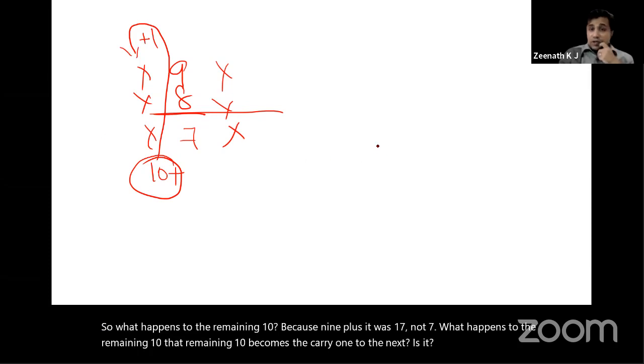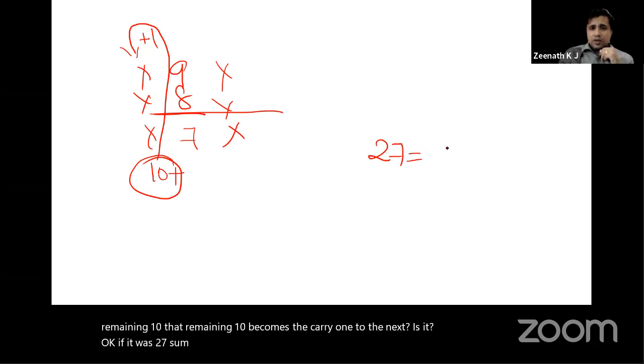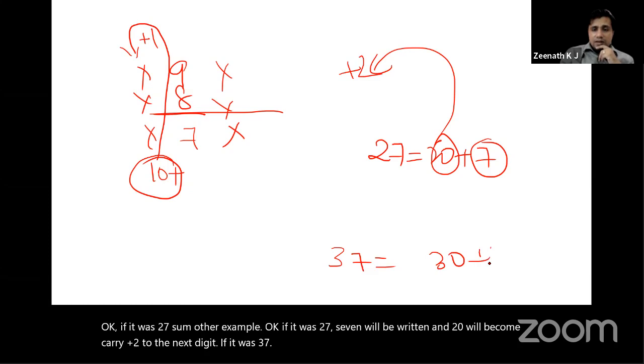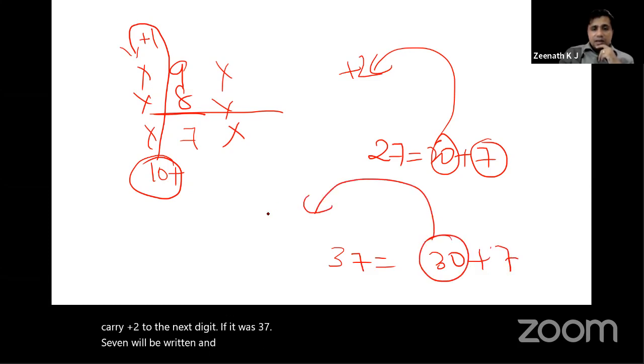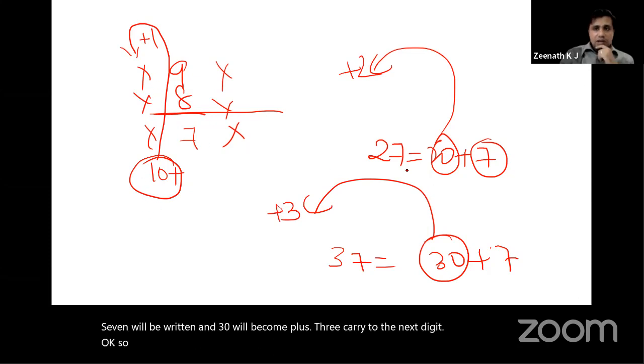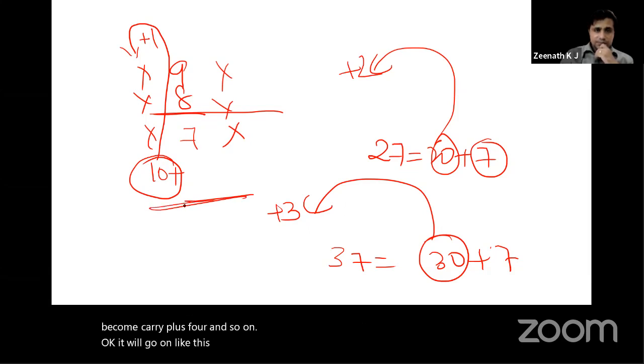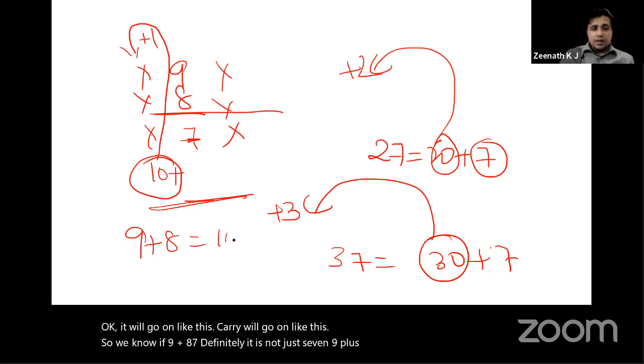Okay. If it was 27, some other example, 7 will be written and 20 will become carry plus 2 to the next digit. If it was 37, 7 will be written and 30 will become plus 3 carry to the next digit. So 10 will become carry plus 1, 20 will become carry plus 2, 30 will become carry plus 3, 40 will become carry plus 4, and so on. Carry will go on like this. So we know if 9 plus 8 is 7, definitely it is not just 7. 9 plus 8 was 10 plus 7.